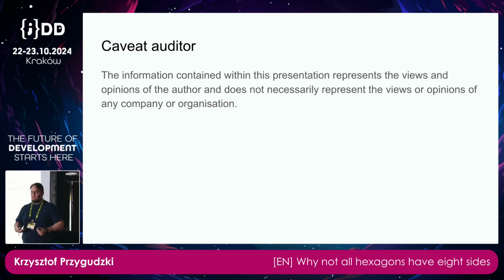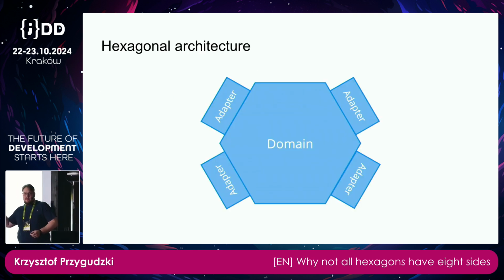Now that I've established some sense of authority and some trust, we can proceed to the rest of the presentation, right? So hexagonal architecture, we said that it strongly isolates the domain from the outside world concerns. But what does it mean, really, to isolate stuff?